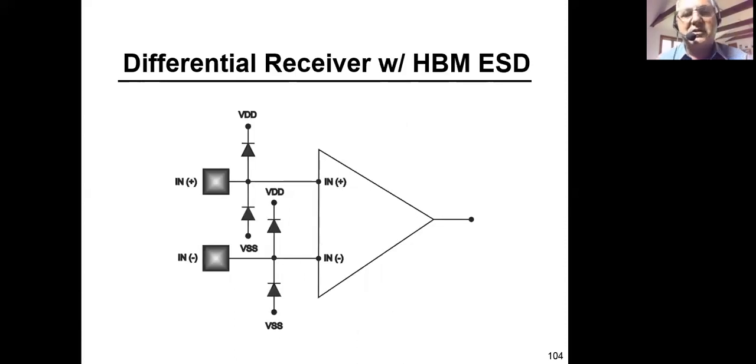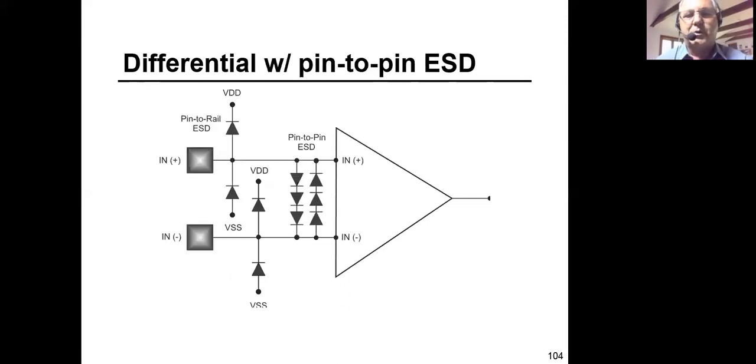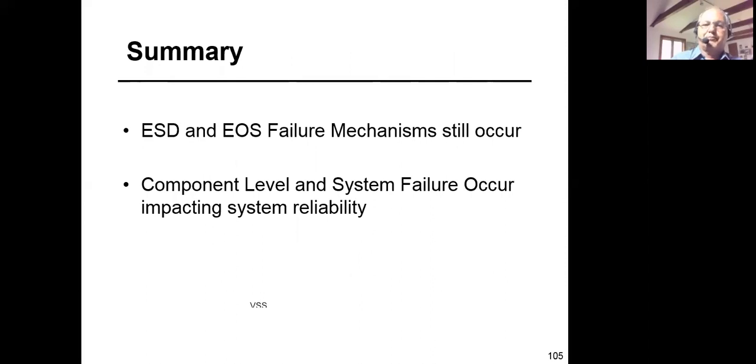Differential circuits need to have double diode networks on both of the inputs. But also, one of the failure mechanisms, which is quite common, is a pin-to-pin failure in differential circuits. So we need to add pin-to-pin ESD protection networks.